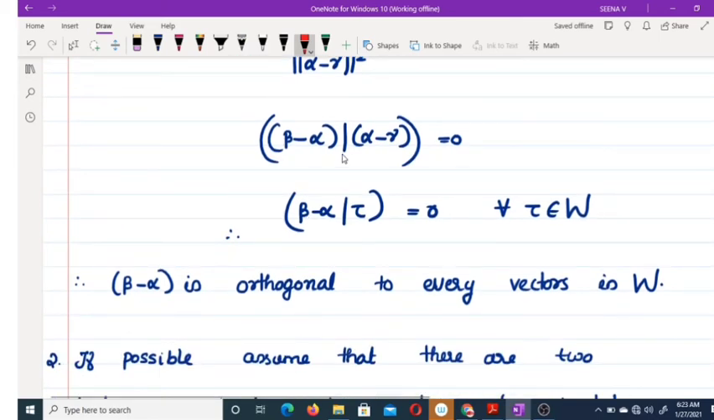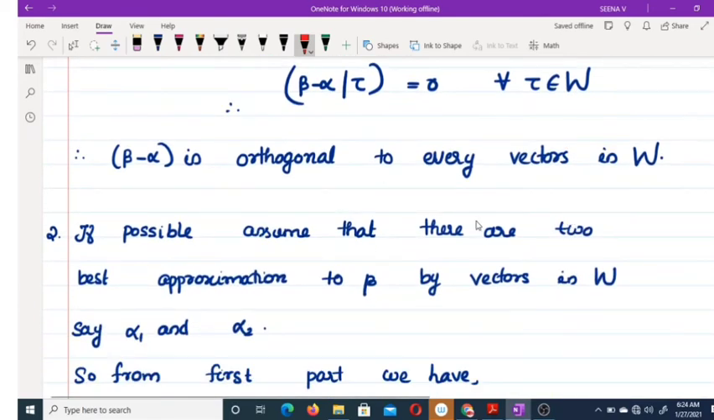Okay, so if you take any tau, what we get is the inner product of beta minus alpha and tau equal to 0 for every tau belonging to W, because we know that for any vector tau in W, we can write tau as alpha minus gamma. Therefore, the inner product of beta minus alpha and tau equals 0 for every tau belonging to W.